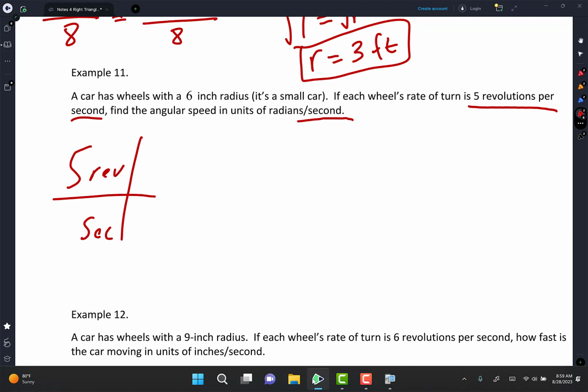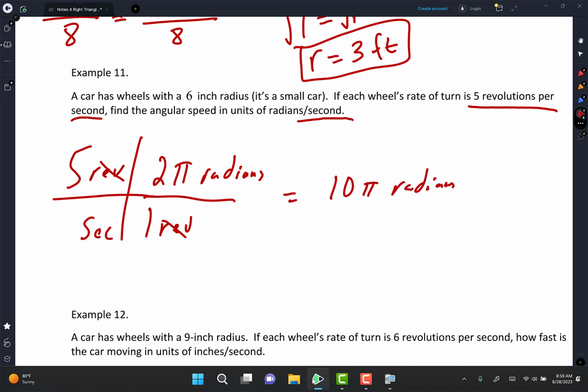I'm kind of doing stoichiometry, dimensional analysis. In 1 revolution, how many radians do you have? 2 pi. Make sure you write the word radians. In 1 revolution, you have 2 pi radians. Revolutions cancel out, and there it is in radians per second. What is 5 times 2 pi? So 10 pi radians per second. That's your answer. How do we feel? Do we feel okay, guys?